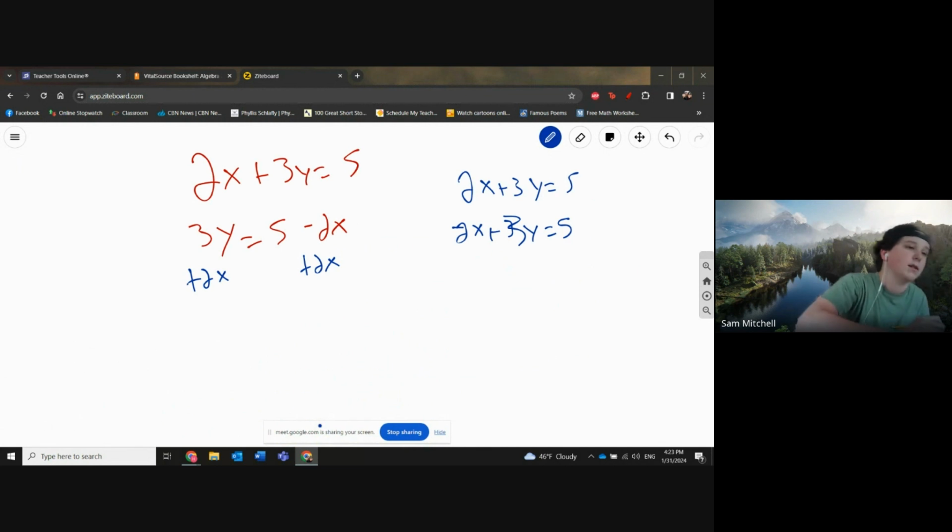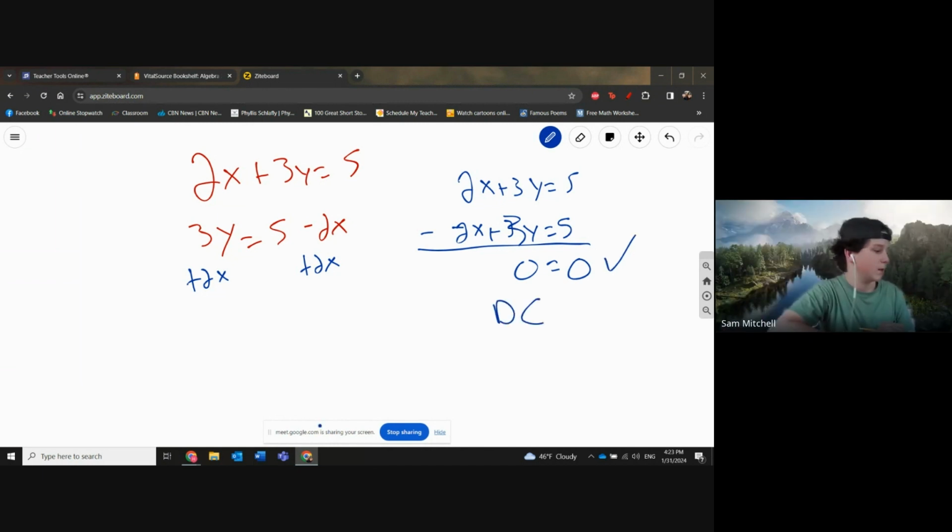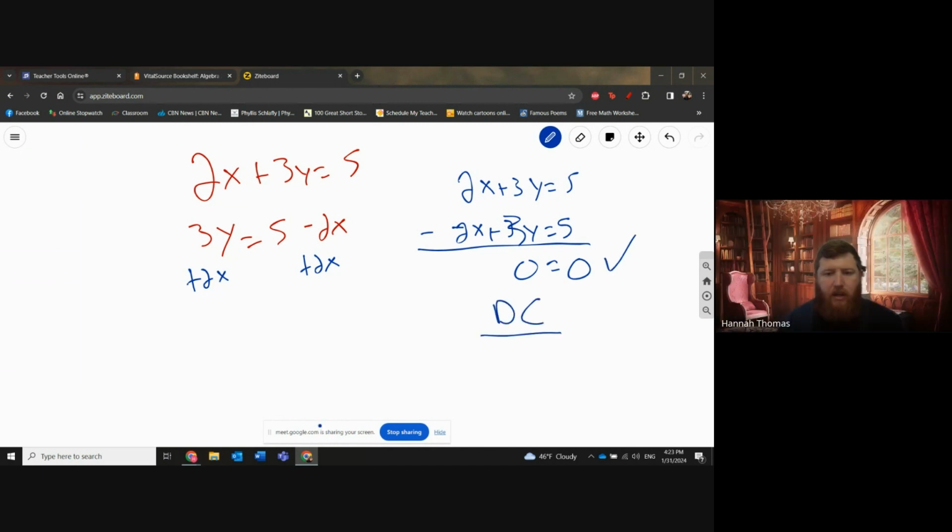Yes, sir. Oh, it makes sense. So if I subtract them, I end up with 0 equals 0. Is that a true statement? It is. That means this is dependent consistent. Dependent consistent. Yes. Okay, I got that part. Dependent consistent must be written in the form y equals mx plus b. Yes. So this one was already practically there.